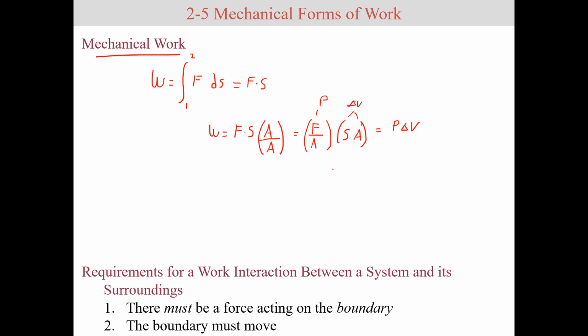So another way to look at it is a pressure acting over a change of volume. And that's basically going to be one mechanical form of work that we'll look at: pressure acting over a volume change for constant pressure. So if you look at it from that premise, the requirements for work is an interaction between a system and its surroundings. There must be a force acting on the boundary, and the boundary must move. That is where this definition comes from: if there's going to be a volume change, there has to be a pressure acting on the boundary.